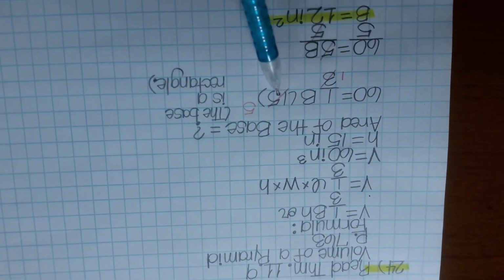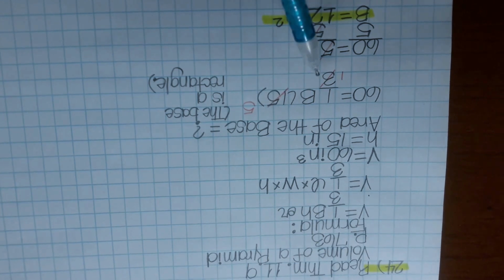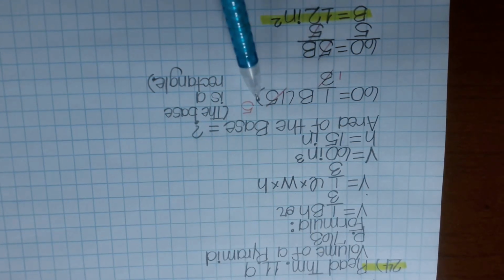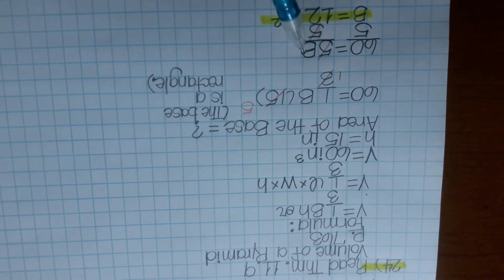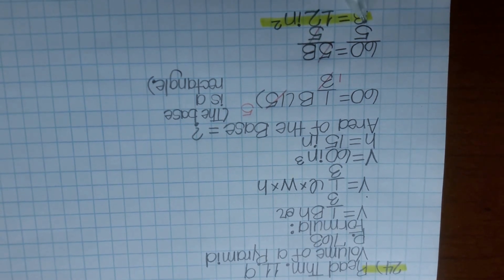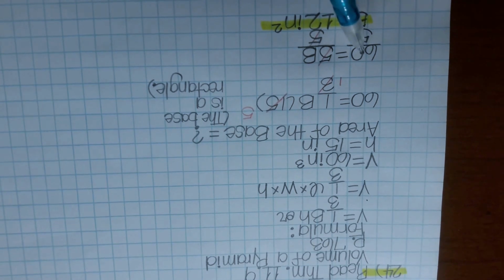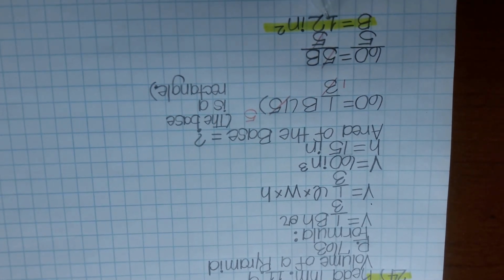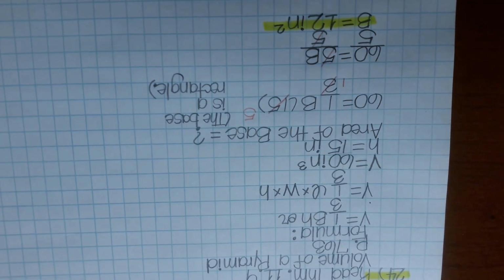Again, I want to simplify that 3 and that 15. I know 3 goes into 15 5 times. Right here, 1 times 5 is 5 times my base. Divide both sides of my equation by 5, and 5 goes into 60 12 times. So the base, which we know is an area, is 12 inches squared.